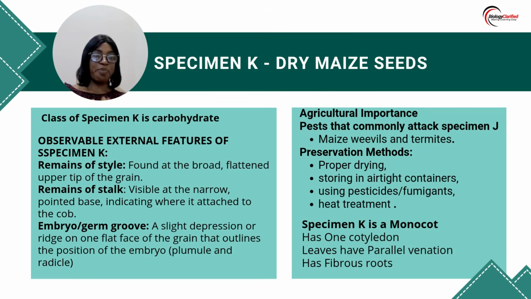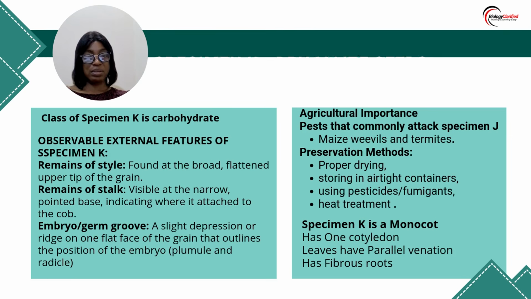Then the agricultural importance: pests that commonly attack specimen K are maize weevils and termites. Preservation methods: proper drying, storing in airtight containers, using pesticides or fumigants, heat treatment. Specimen K is a monocot, has one cotyledon, leaves have parallel venation, and they have what is called fibrous roots. You can pause each of the slides to study the contents.